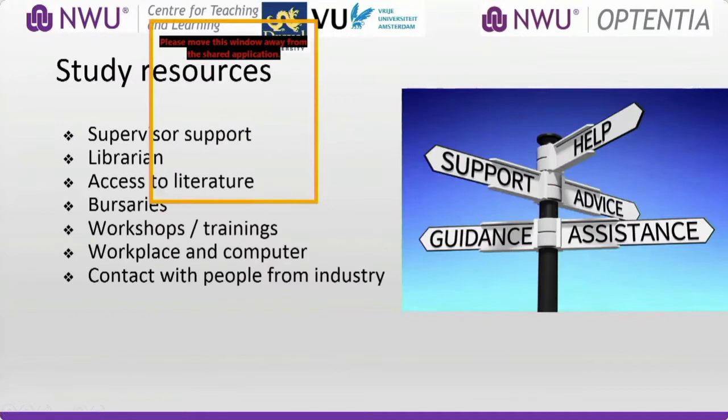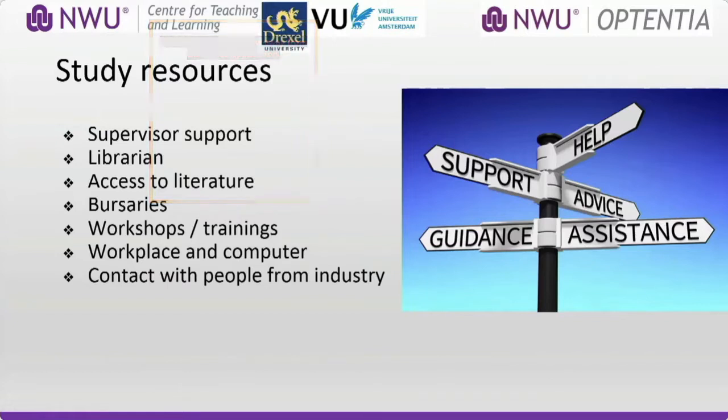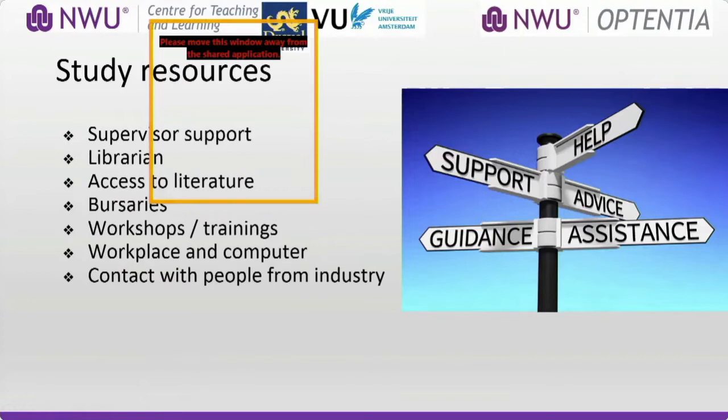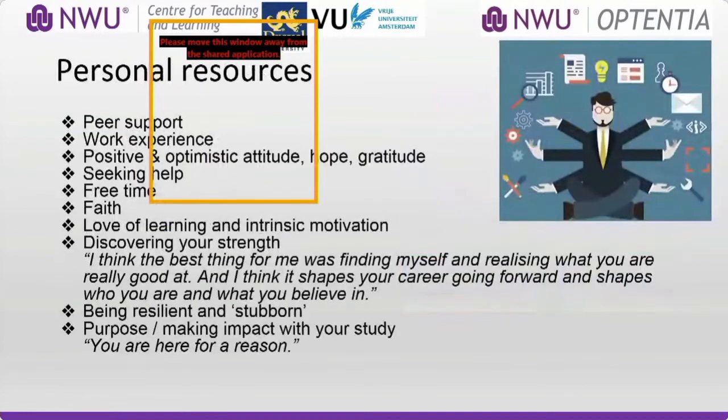And then there's also a couple of resources, luckily. So students mentioned the supervisor support, if they had a good relationship, was extremely helpful. But even one person as a librarian can make a difference. Having access to literature, and if available, bursaries, skill training, having a workplace and a computer, and the university or the study enabling contact with people from industry. And those are resources, but if they're not there, there can also be challenges.